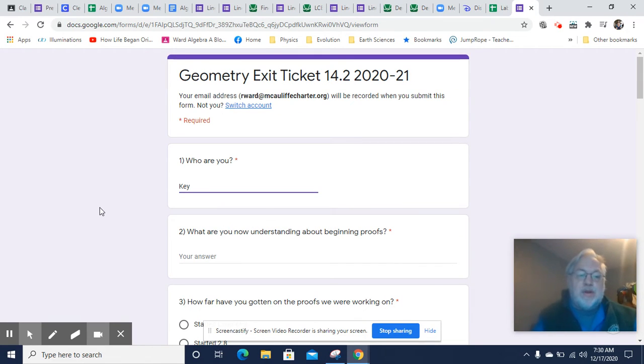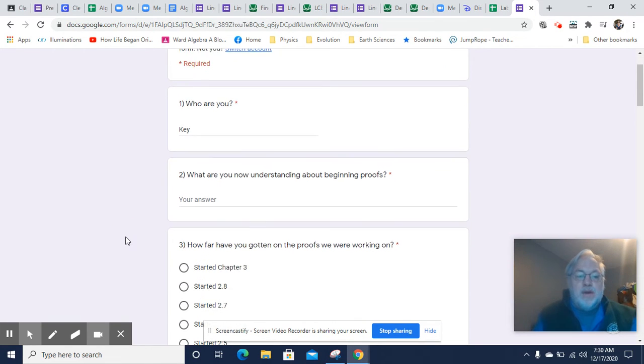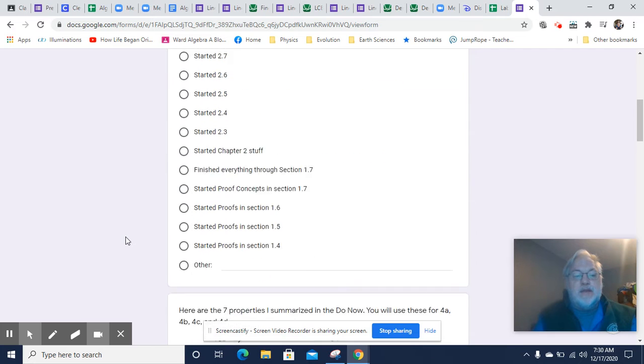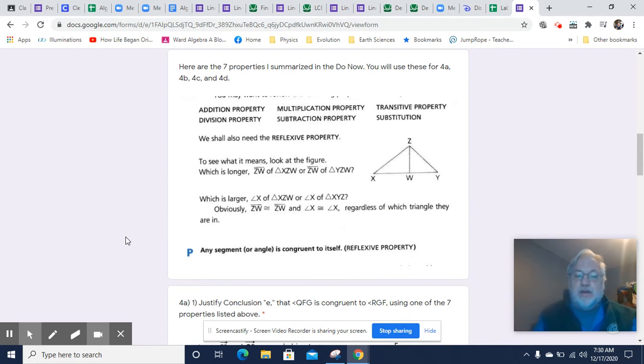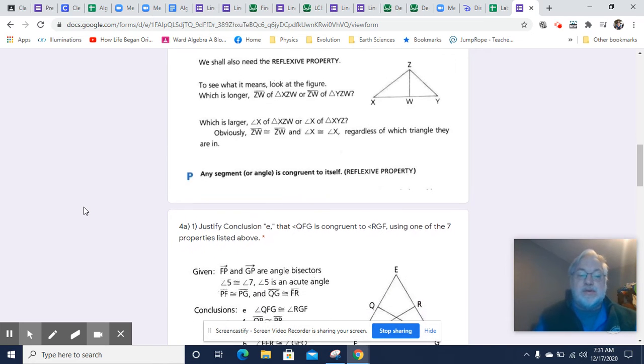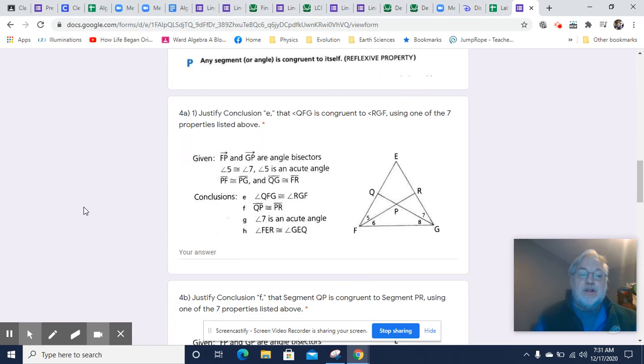Hi, this is Mr. Ward, and I'm doing a key for you on exit ticket 14.2. And again, I included the 7 properties, what you need. I'll remind you the reflexive property means things are themselves. They just might have different names, like angle XZY is the same as angle YZX. And from those two perspectives, it's still congruent to itself. That is very useful in a lot of proofs.